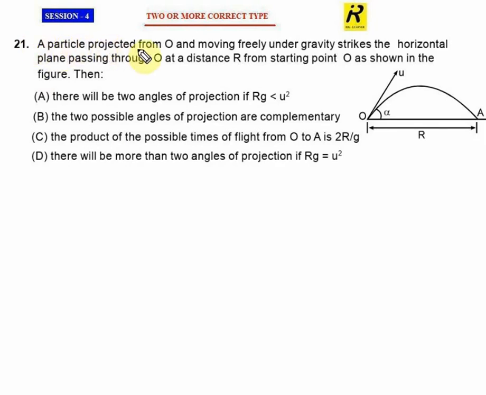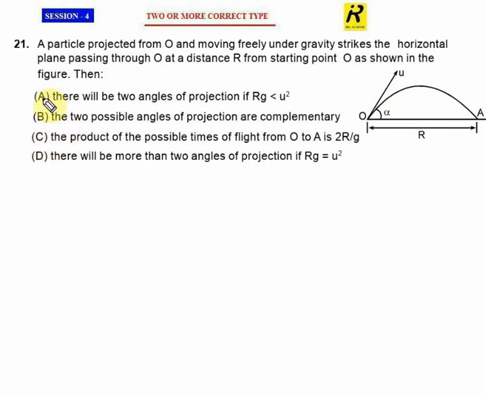A particle projected from O and moving freely under gravity strikes the horizontal plane passing through O at a distance r from the starting point O as shown in the figure. Then we have four different options. Here is the picture. The type of question is two or more correct, so if more than one choice is correct, we have to analyze all the options one by one.